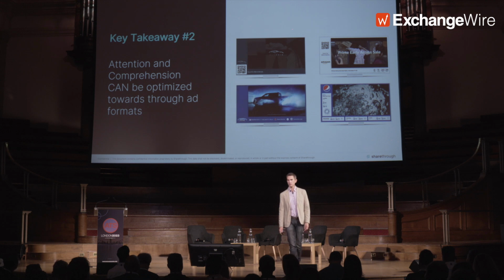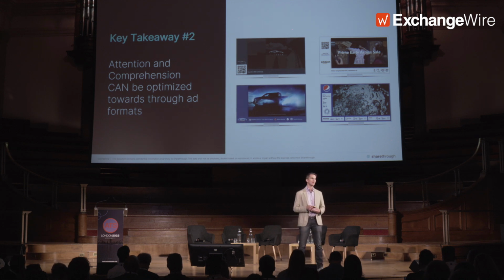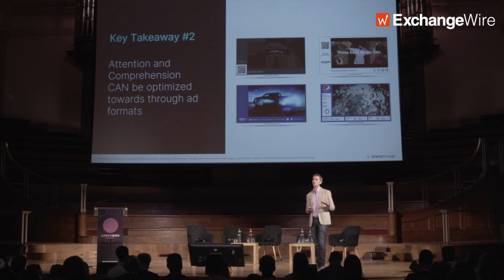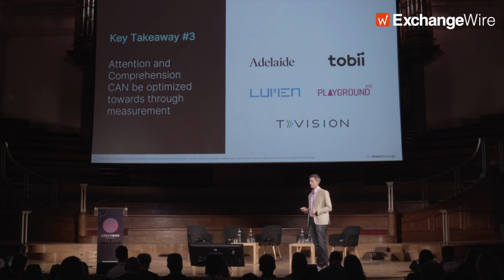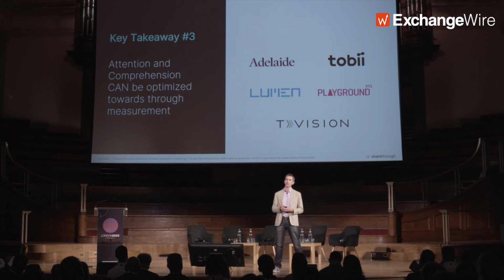Also, use new types of vendors and metrics, right? We talked about high attention placements, eye tracking, time in view. You can use these things to help optimize towards attention and comprehension. And you can measure them after the fact. Again, some of the vendors we talked about with eye tracking and other types of comprehension.